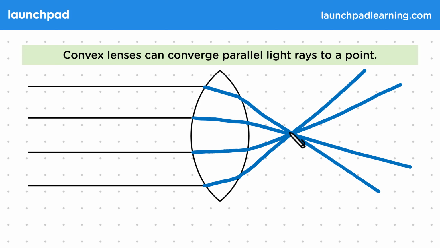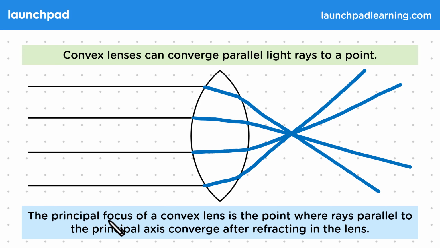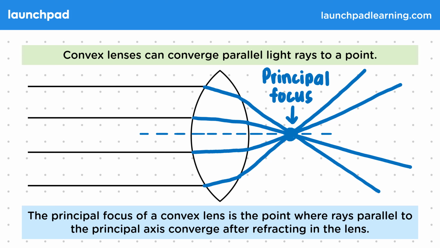This point has a special name. The principal focus of a convex lens is the point where the rays parallel to the principal axis converge after refracting in the lens. So for this lens, this is our principal focus, as the rays parallel to the principal axis converge here. Also notice that this point is on the principal axis. This makes sense, as a ray travelling along the principal axis, which remember will not refract, must also pass through this point. But how does this work for a concave lens? Does that also have a focus?